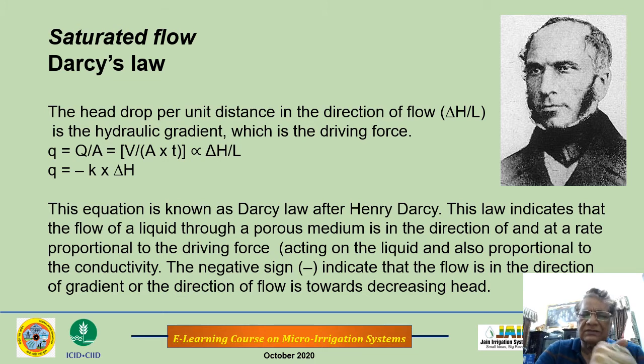Darcy first defined that the discharge rate or flow rate per unit of area and per unit of time is proportional to this gradient, that is delta H divided by L, delta H being the difference between the two heads, and L being the distance between these two points. And then this proportionality was converted into equality by a proportionality constant, which is called the hydraulic conductivity K. Now this equation is known as Darcy's law, after Henry Darcy.